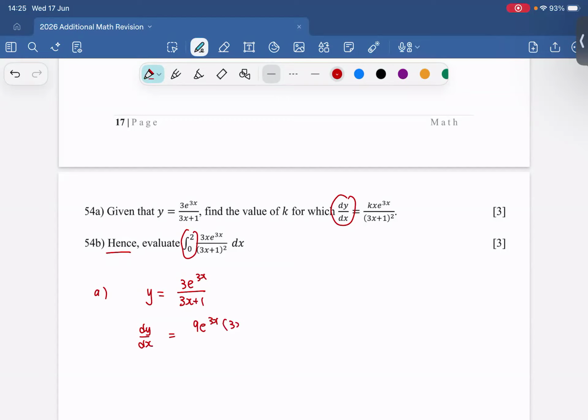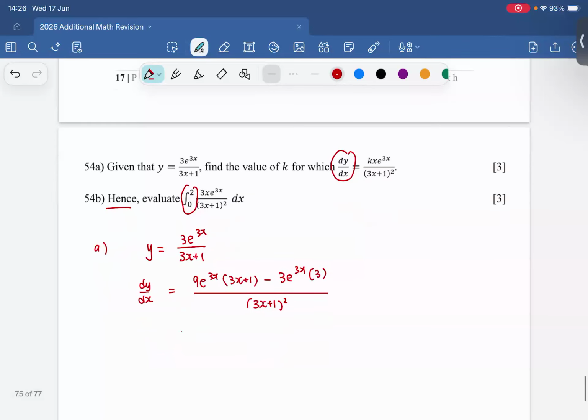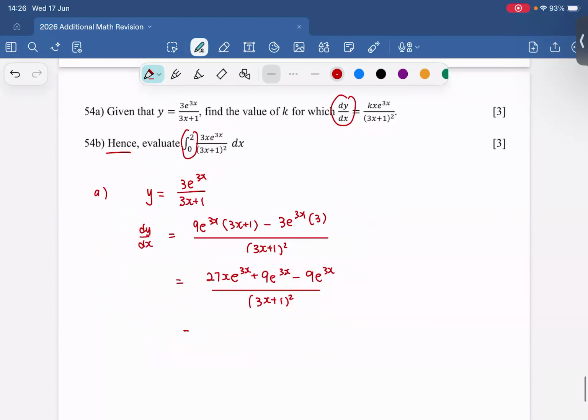9e3x, 3x plus 1, 3x plus 1 square. Now what do we do? You can factorize or you can expand first. I think expanding will be good. This is 27x e3x plus 9e3x minus 9e3x. Okay, and you can see they will cancel out each other. So this tells us that k is actually equal to 27.